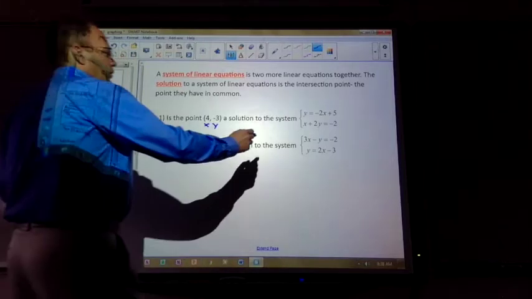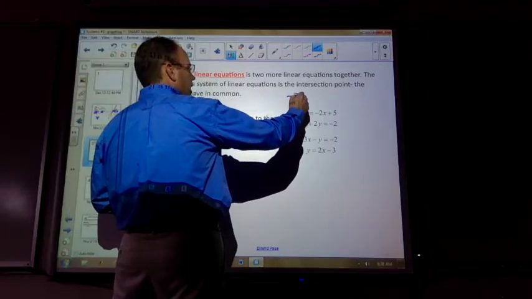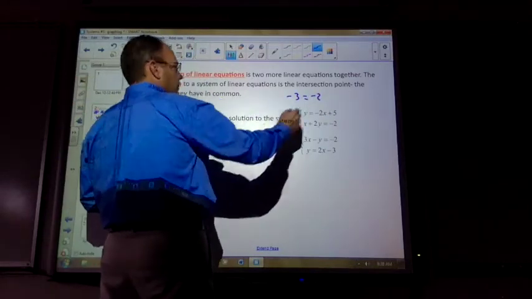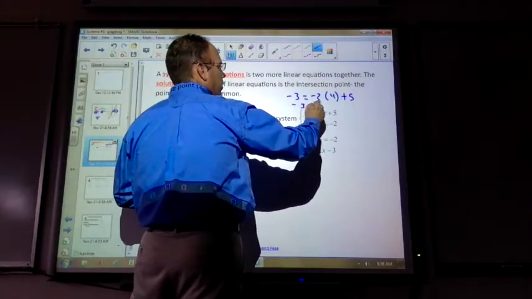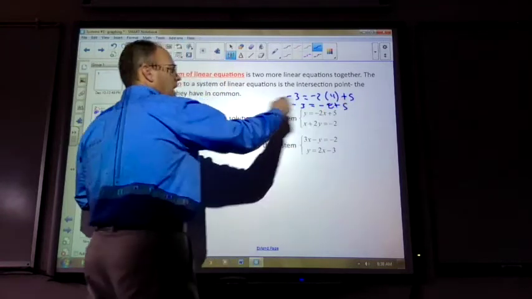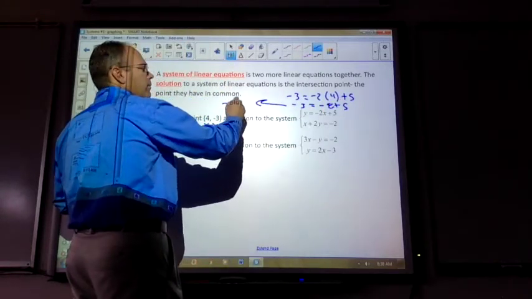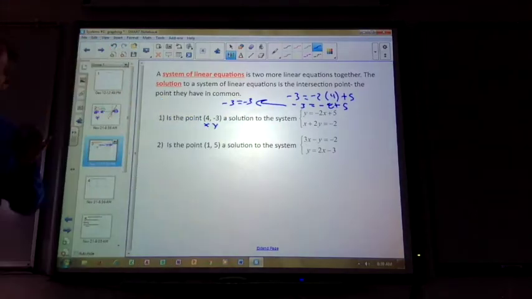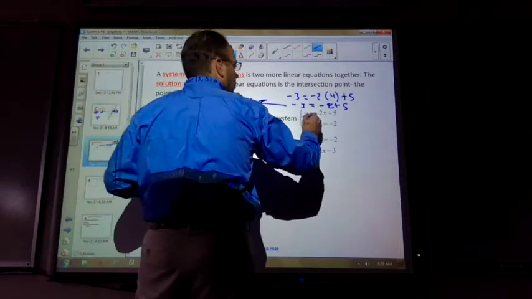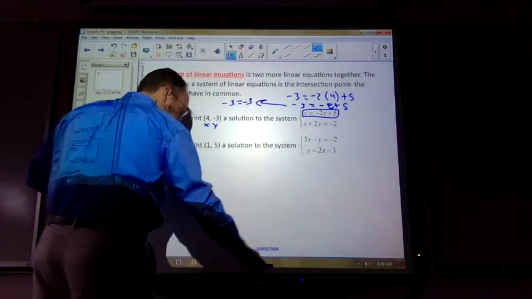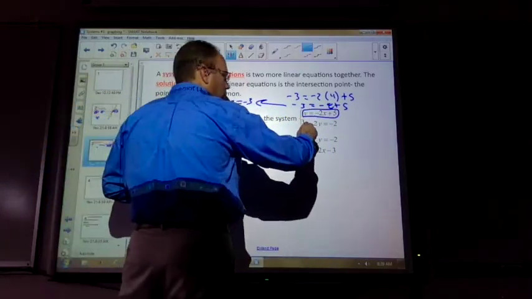Okay, so if I take that first equation, I get negative 3 equals negative 2 times 4 plus 5. So that's negative 3 equals negative 8 plus 5. Does that mean negative 3 equals negative 3? So is that enough to say that that point is the solution to both of those lines? No. That means this point exists on this line. So now I have to see if this point exists on this one as well.